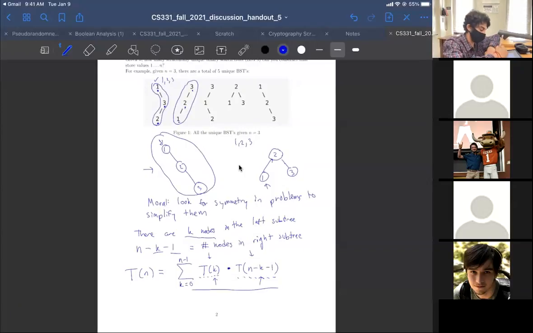We need to figure out the base cases though. So what is T of 1? How many ways are there to form a binary tree of size 1? Well, there's only one thing you can do. It's just a single node. But the real question is, what is T of 0?